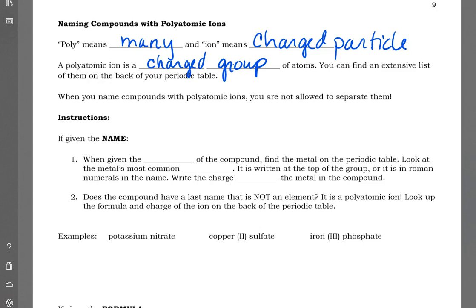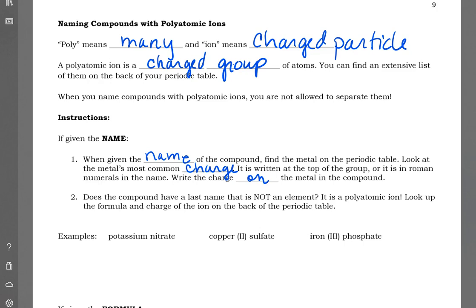So on to the definitions. When you are given the name of the compound, find the metal on the periodic table. That's the cation. Look at the metal's most common charge. It's written at the top of the group, or it's in Roman numerals in the name. Write the charge on the metal in the compound.